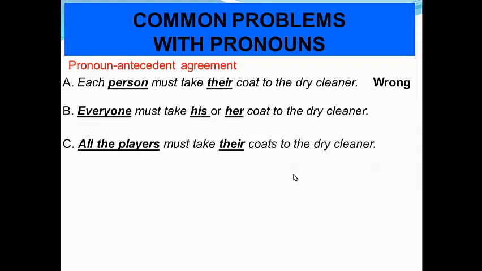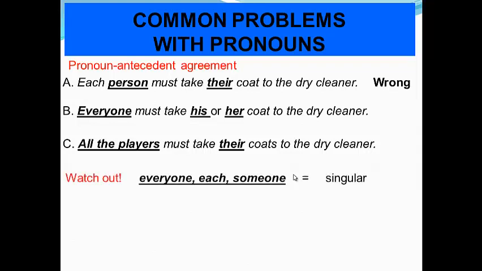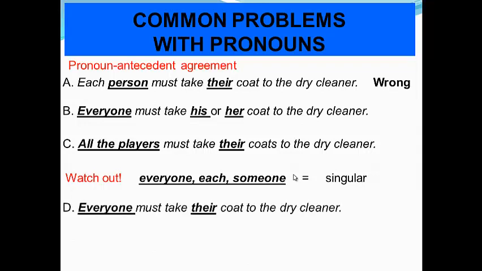Pronouns like everyone, each, and someone are singular, not plural. So sentence D is incorrect because the indefinite pronoun is singular. The correct choices are either B in singular or C in plural.